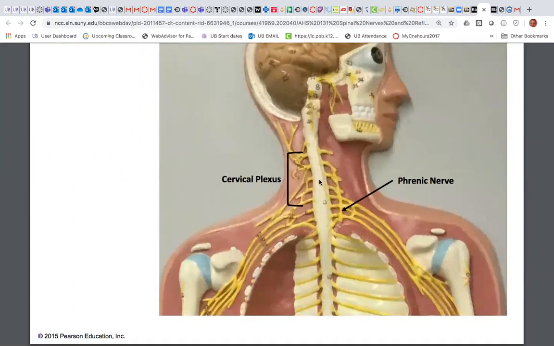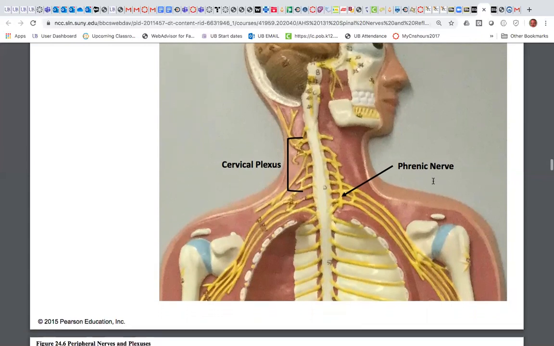So here is the cervical plexus in the mid to upper portion, and most of that goes upward, with the exception of this one nerve that actually comes from C3, C4, and C5, which is the phrenic nerve. C3, 4, and 5 keep the diaphragm alive. So the phrenic nerve goes to the diaphragm.